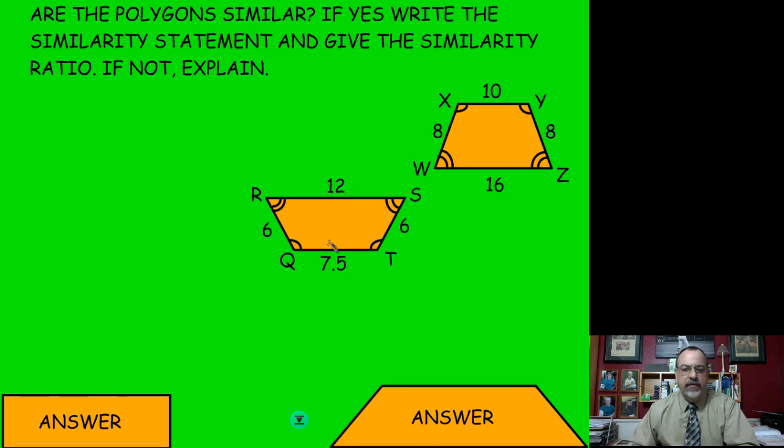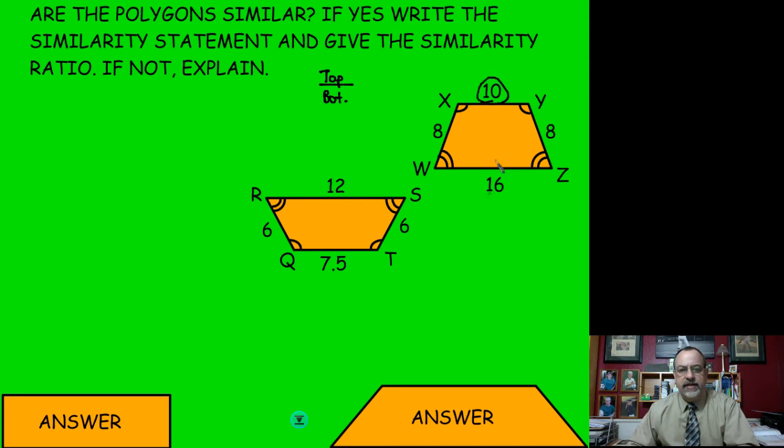Now again, we have to remember which trapezoid we're going to put in our numerator and which one we're going to put in our denominator, so that we write all the ratios the same way. I'm going to take this trapezoid that's on the top and put it in the numerator, and I'm going to take this trapezoid that's on the bottom and put it in my denominator, so I write all my ratios the same way.